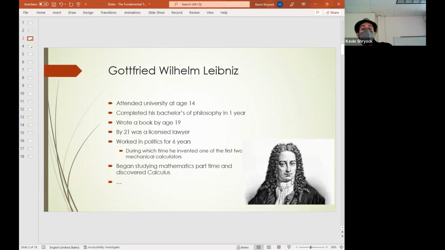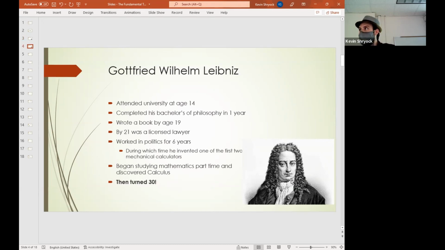Attended university by age of 14. Completed a bachelor's degree in philosophy in a single year, wrote a book by age 19, was 21 by the time that he became a lawyer, worked as a lawyer for 6 years, and then picked up mathematics mostly as a hobby. Worked with mathematics for the next, we'll say, about 4 years, sending letters to Isaac Newton, trying to understand more of his approach, and independently of Newton, discovered calculus and all of the exact same things that Newton did.